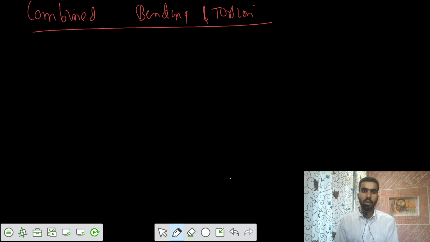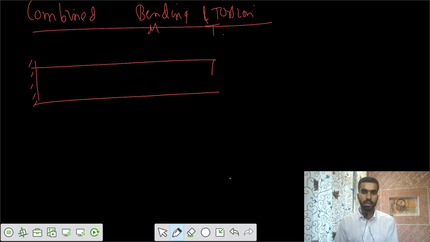So there's some bending moment and some torsional moment. Let's have that shaft. There are some points on a particular cross section: say this is some point A, this is some point B, this is some point C, and these points are on the surface, and this is your D.